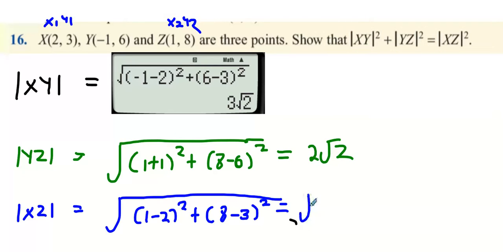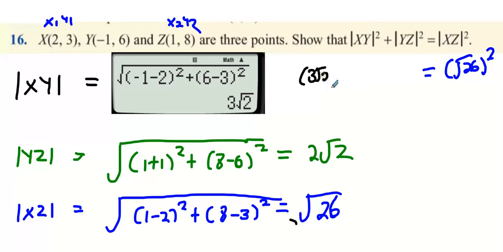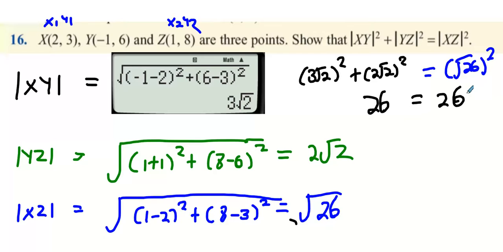Now, have I completed the question to its entirety? No. I have to get root 26 and I need to square it. And what do I also have to do? I have to get 3 root 2. Square it. I have to get 2 root 2. Square them all together. So I think I'm going to get 18 plus 8, which is 26 on the left and 26 on the right. And this verifies what I've shown, doesn't it? Everybody cool with that? Okay, let's move on.